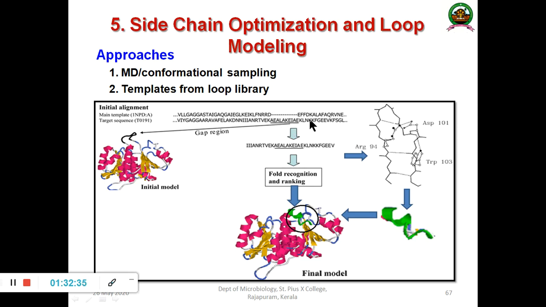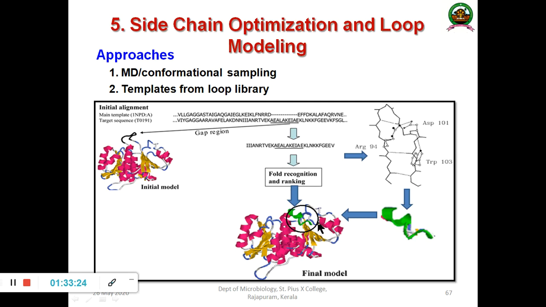In this particular region, the program will create a loop, because of the lack of template there. Then what you need to do is select that particular loop. There are loop libraries; you compare with certain loop libraries and make that loop. Using this small peptide, you have created a loop. Finally, using that loop library, you stitch it onto this structure and fill this region. Then you can complete the model, and this step is known as loop building.